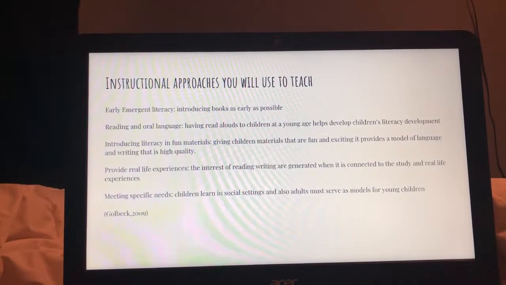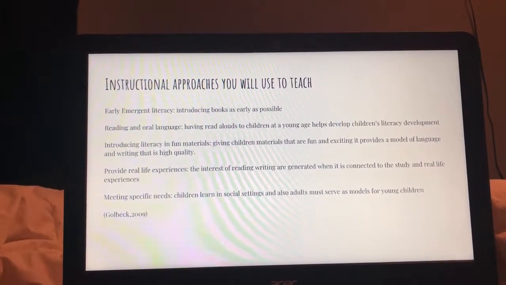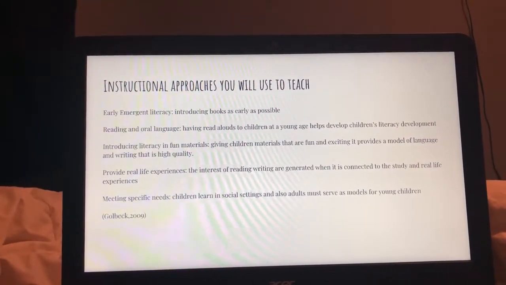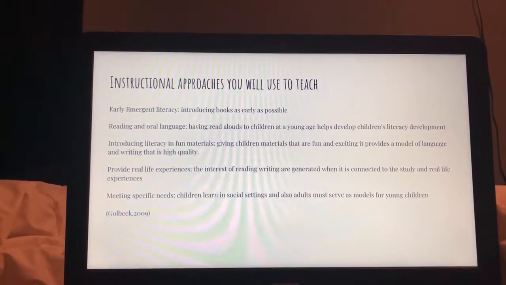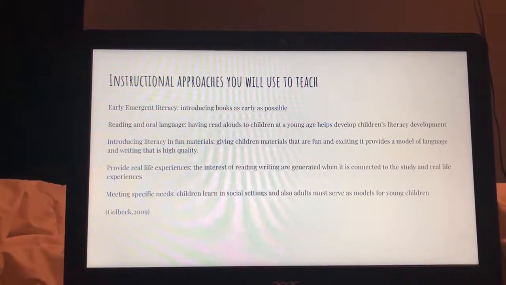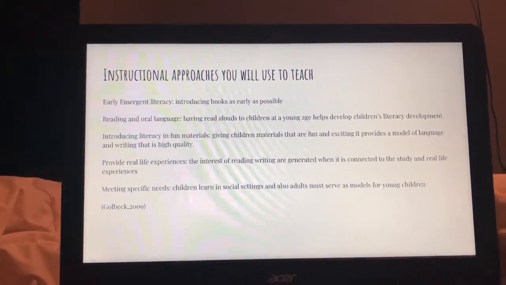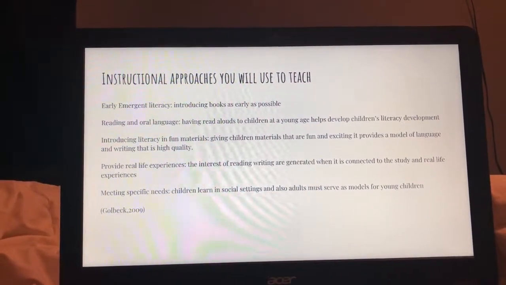Next is reading and oral language. Having read-alouds to children at a young age helps develop children's literacy. So like I said, having a read-aloud in a whole group, you can ask and answer questions with the children, and they can develop reading skills through that.